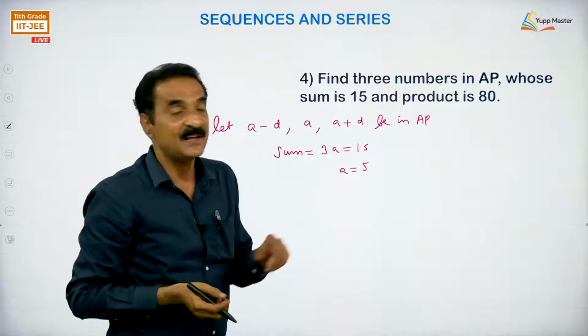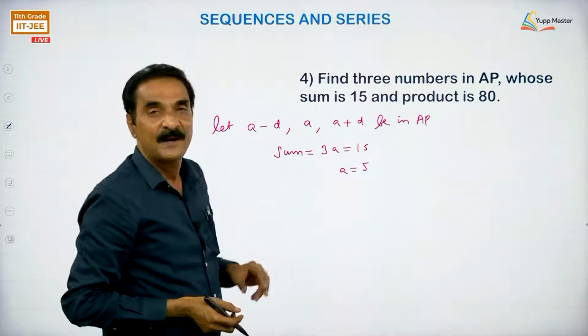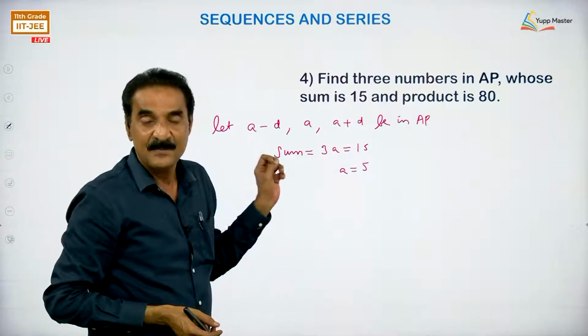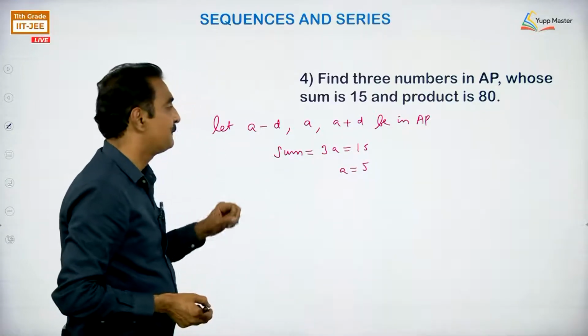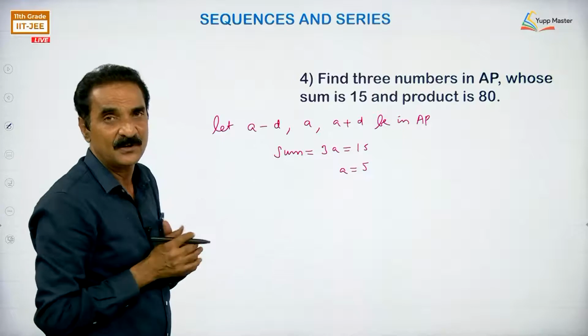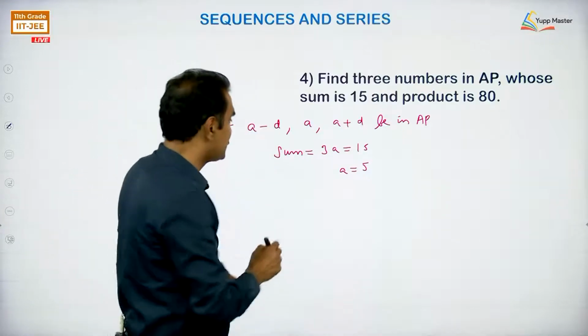So, we are directly getting the middle term. This is the advantage by taking the terms as A minus D, A, A plus D. Alright. Next, calculation will be simple, that is all. Now the product.